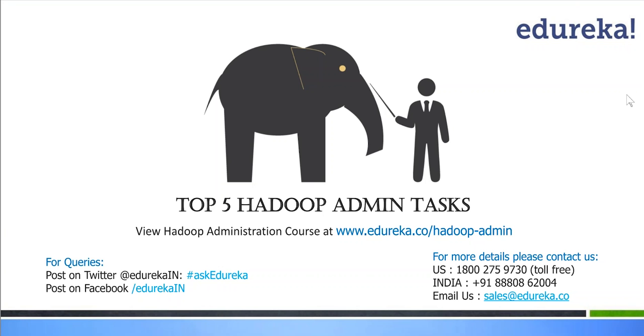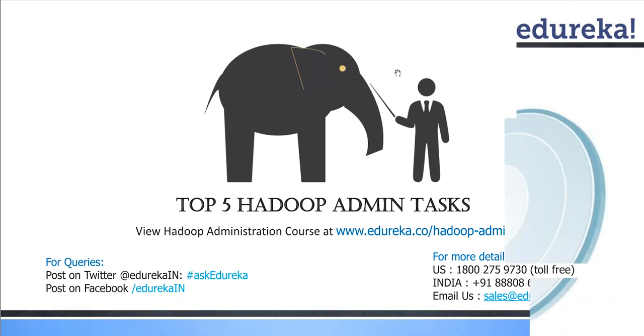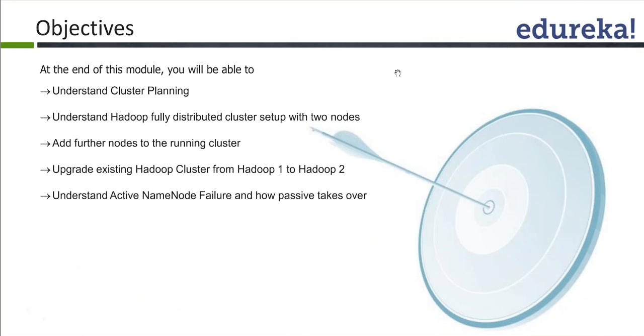Okay, so let us quickly start now and understand the top 5 Hadoop administration tasks. The objective of this webinar will be to understand how you will plan the Hadoop cluster. We'll also understand how we can build a Hadoop fully distributed cluster setup with the help of 2 nodes. We'll try to add one more extra node to the running cluster, and then we'll upgrade the cluster from version 1 to version 2. At the end of this webinar, we'll also try to understand how to achieve high availability in the Hadoop distributed file system by providing the active name node and standby name node. So these are the things that we are going to cover in this webinar.